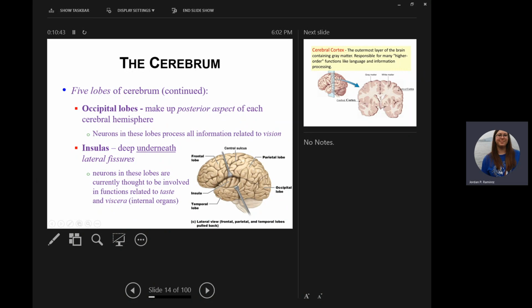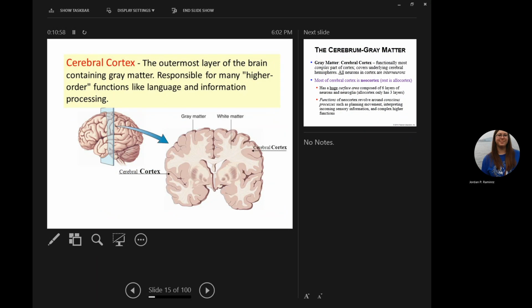You also have insulas, which are deep when compared. They're underneath the lateral fissures on each side. Neurons in these lobes are currently thought to be involved in functions related to taste and functions involving viscera, which are basically organs. All right, so again, we talked about gray and white matter. Let's talk about the cerebral cortex. Very, very important. So this would be your cerebral cortex here.